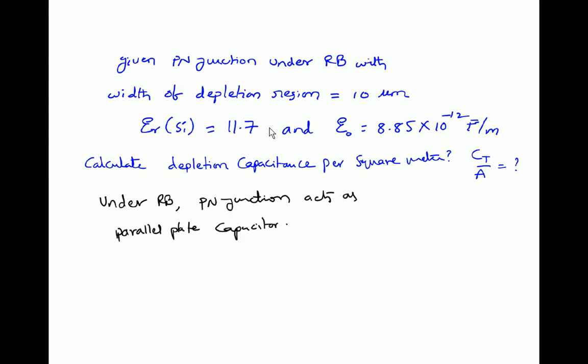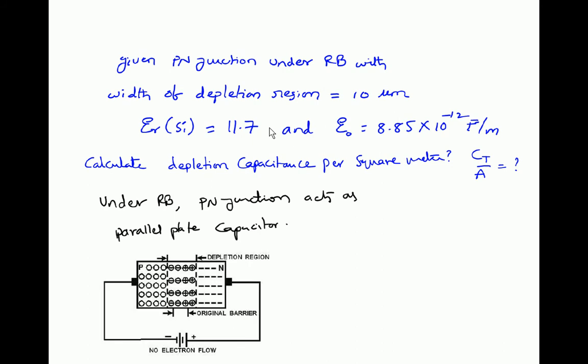We know that under reverse bias, a PN junction acts as a parallel plate capacitor. Here this is the P side and this is the N side. The P side is connected to the negative terminal and the N side to the positive terminal. Whenever you connect a battery such that the positive terminal is connected to the N side and the negative terminal to the P side, the PN junction is under reverse bias. Under reverse bias, the depletion region increases, and only minority carriers can cross the junction.